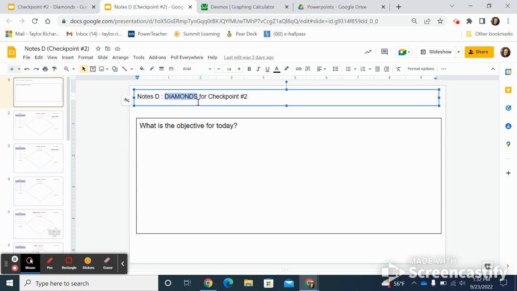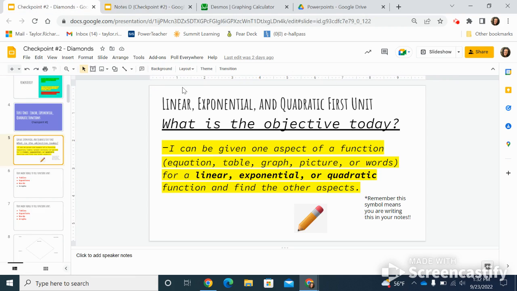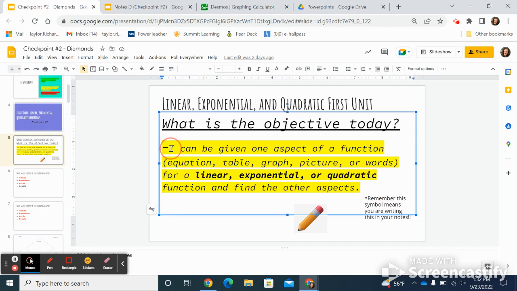So the very first thing you have to put in your notes is the objective for today. So here's the objective. If you want to go ahead and pause this video and then type out this objective, you can right now. The objective or the goal for today is that you're going to read this to yourself, right? I can be given one aspect of a function, equation, tables, graph, picture, or words for a linear, exponential, or quadratic function, and find the other aspects.